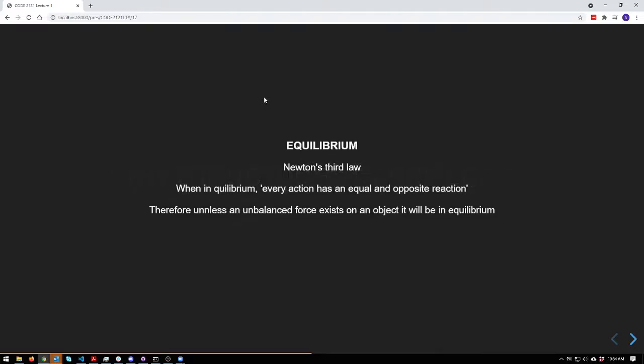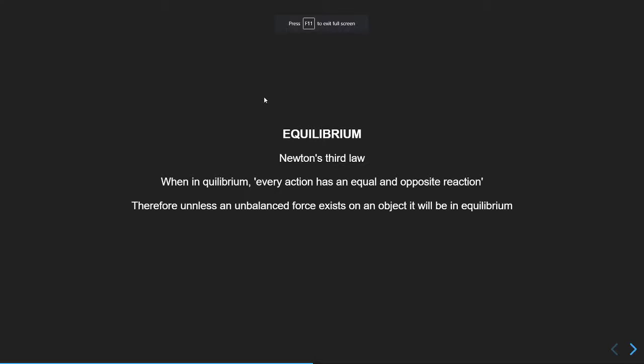through it. Okay, so why do structures carry loads? Equilibrium basically states the concept of an object at rest. Newton's third law says that when in equilibrium, every action has an equal and opposite reaction. Therefore, unless an unbalanced force exists on an object, it will be in equilibrium.